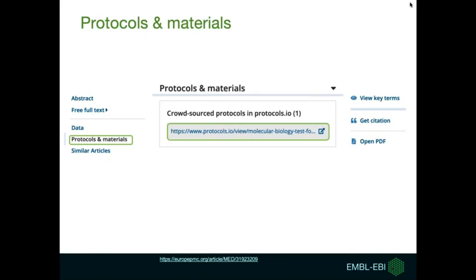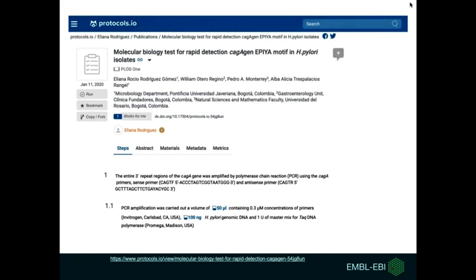To aid reproducibility of research, Europe PMC also includes links from articles to protocols and materials such as cell lines, which were used for a study. So you can find this data in the protocols and materials section of the article. In this case, we have a link to protocols.io, and when you click on this link, it will lead to a page in protocols.io where you will find experimental information on this article.